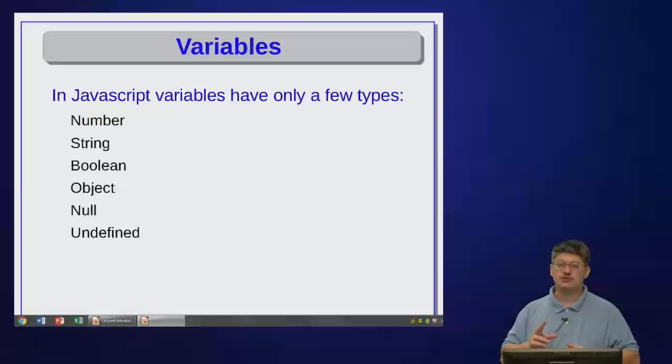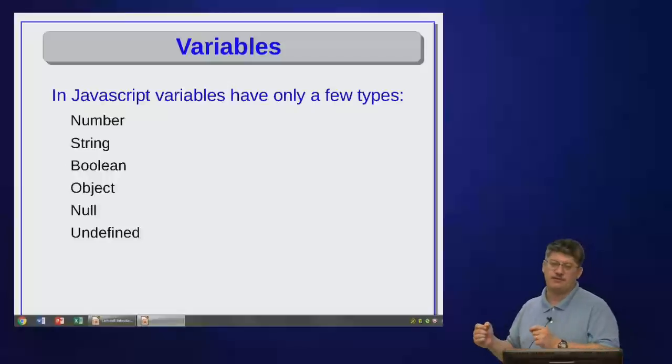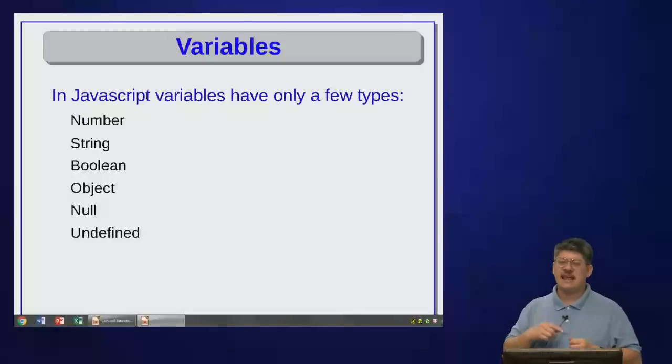There are also 2 special types. The null type is like an object. It's treated like an object, and it means that there is no value for this variable. Undefined is similar, but subtly different. Undefined means there has never been a value for this variable. So if I set x to 10 and then I set it to null, if I try to do something with x, the browser will know that x has no value. But that's different from it never having had a value, which is undefined.